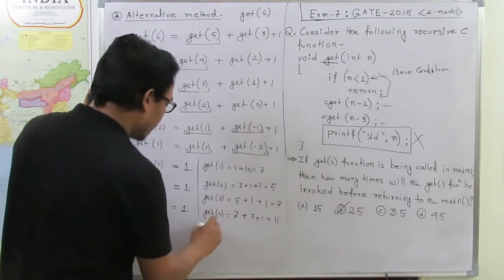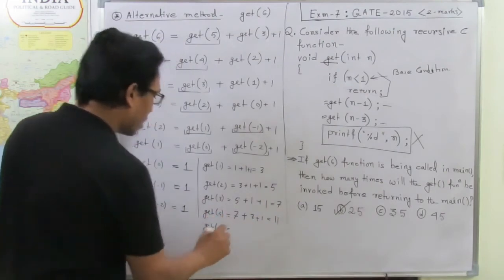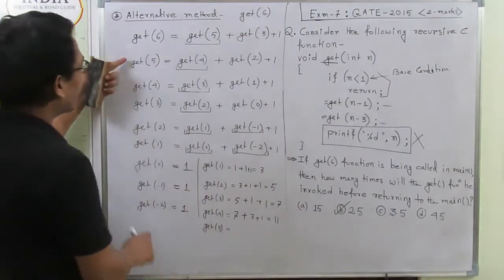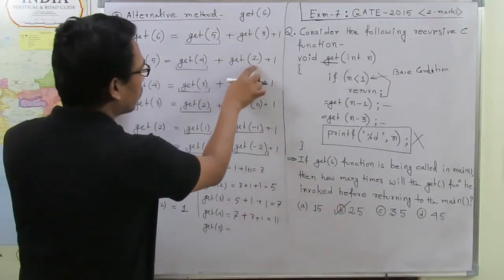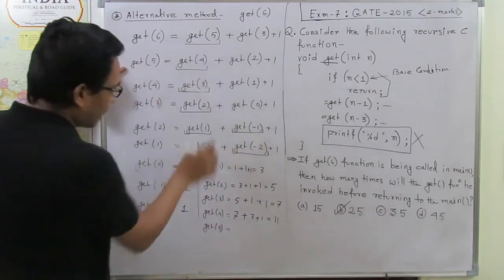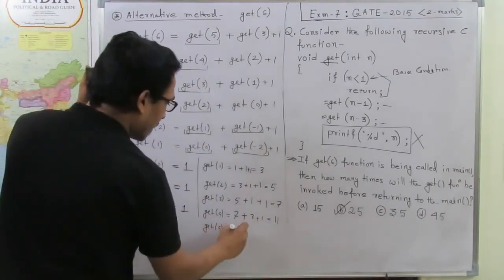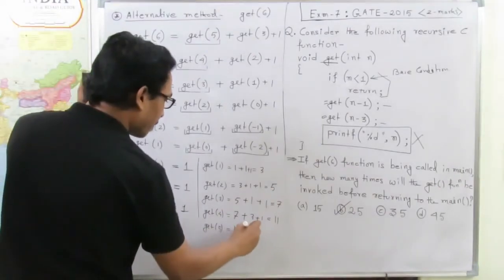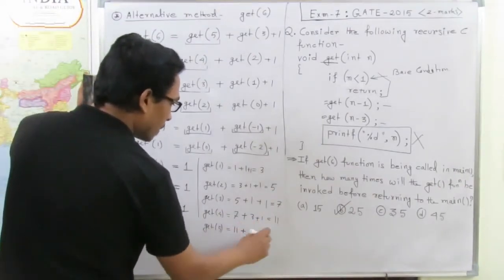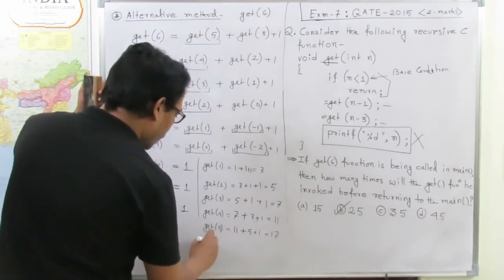Next is get 5. So how to solve get 5? The number of get functions invoked for parameter 5 depends on get 4, get 2 plus 1. So get 4 we already got as 11, plus get 2. Get 2 gives us 5, plus 1. That means 12, 17.